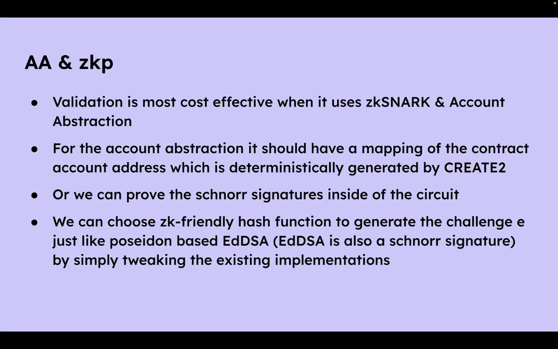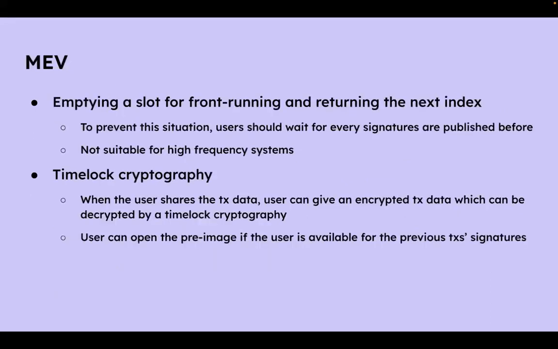So when the user sequencer submits the batch of the transactions and signatures on chain, the validity of the signatures might be proven inside of the ZKP pretty easily. So this is the approach that I'm thinking. And I talked about the math, and actually there are some other possible approaches.